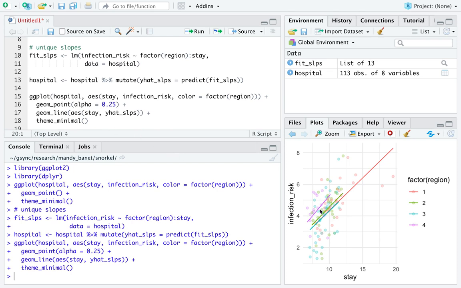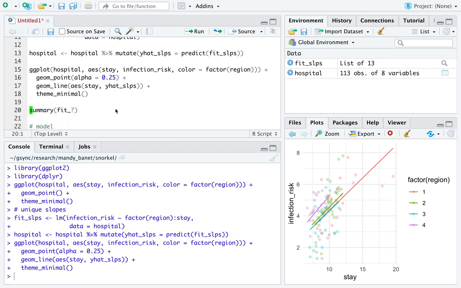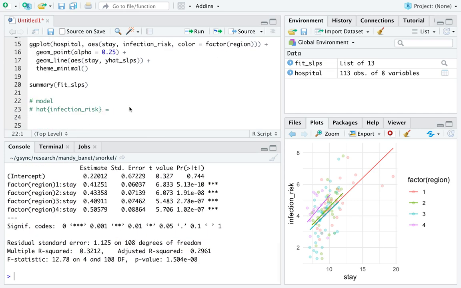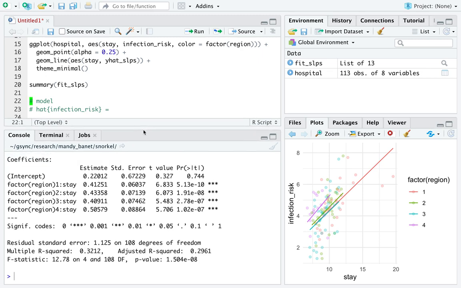And it's hard to see unless you look really closely, but in fact, these lines have one intercept. They all cross way over here when stay is equal to zero, and unique slopes. So that's good. And then we can look at the coefficients from this model by calling summary on our fitted object. And that's the piece we're going to pay attention to right now.